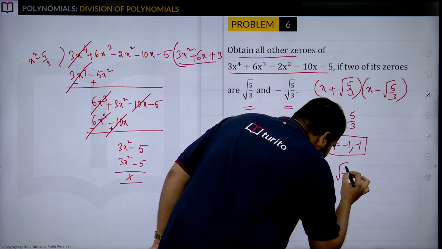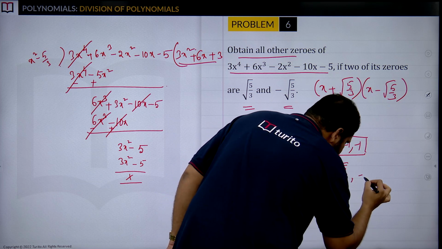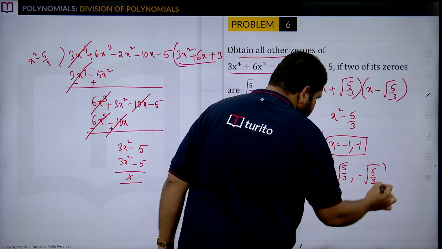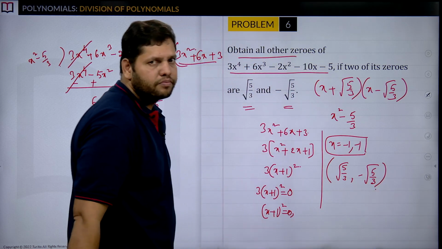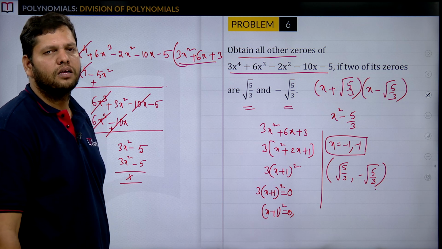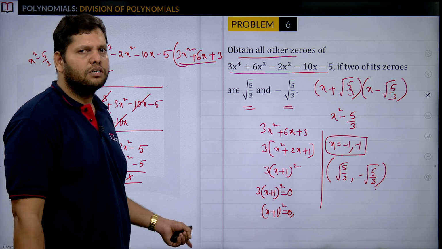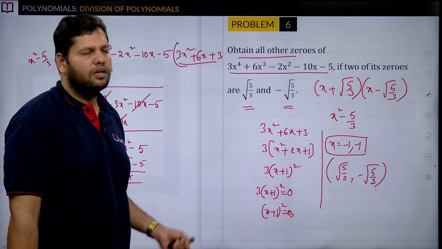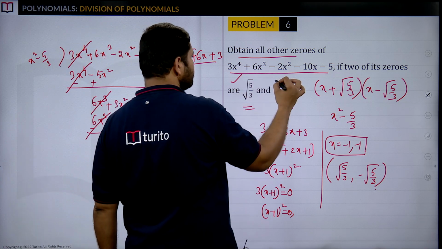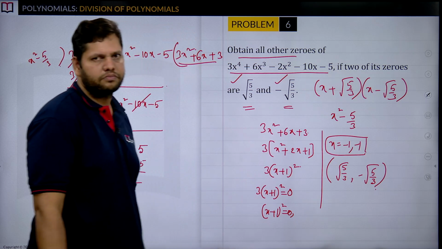Okay. So one is what, children? Root 5 by 3, and one more is minus root 5 by 3. So these are the remaining two zeros they have given already in the question. See, children, any doubts regarding this sum? Same like previous question, children, but the values are different here. They already mentioned the two zeros. What are the two zeros? One is under root of 5 by 3, one more is minus under root of 5 by 3.